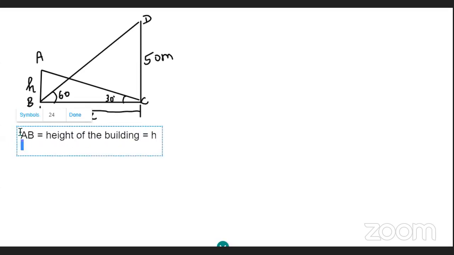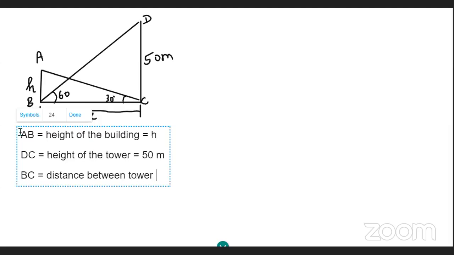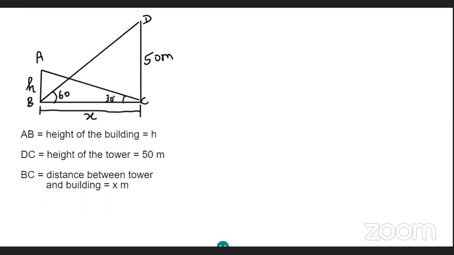Height of the building, h. DC is the height of the tower, which is how much? 50 meters. And BC is the distance between the tower and the building, which is x meters. Hope all are clear with this figure.